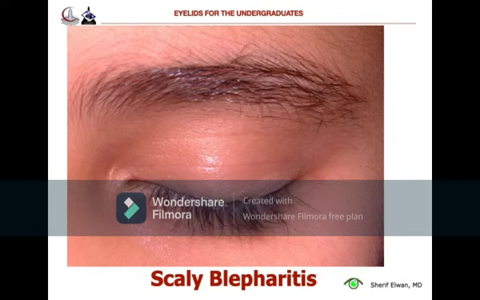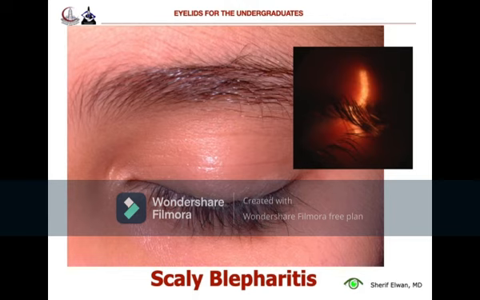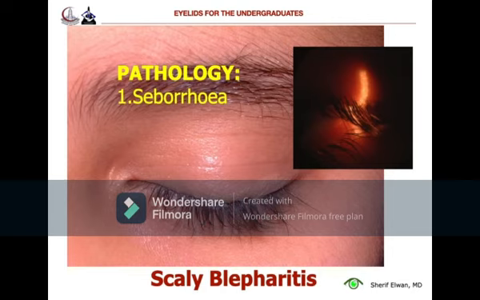Now we shift to scaly blepharitis, which is a similar condition to staphylococcal blepharitis, but here the discharge is fluffy in nature, loosely adherent to the roots of the lashes, and is usually associated with seborrhea. By seborrhea, we mean the condition of oily skin or excessively lipid secreting skin, with the appearance of dandruff in the hair of the scalp.